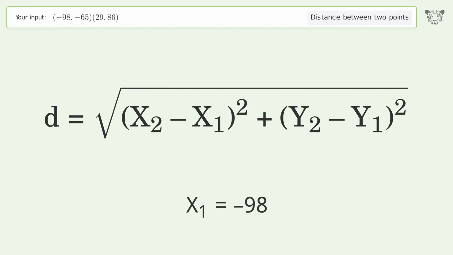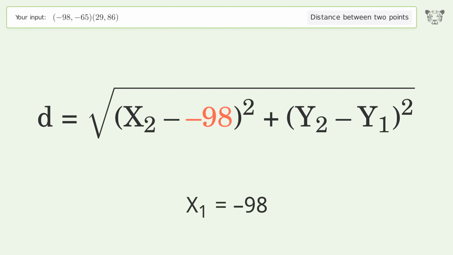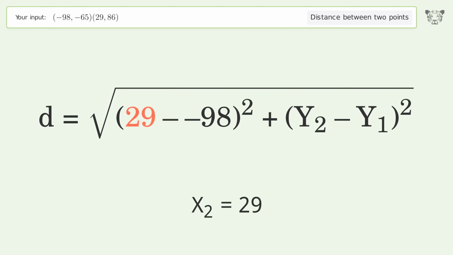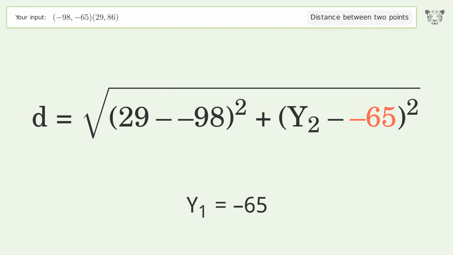x1 equals -98. x2 equals 29. y1 equals -65. y2 equals 86.